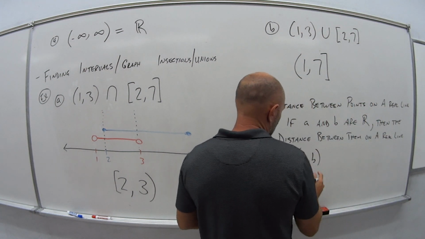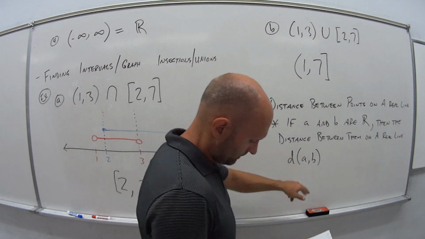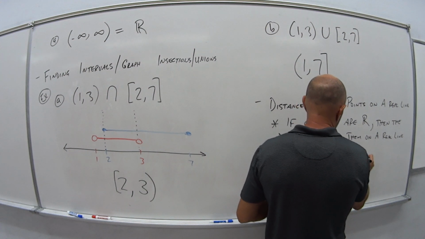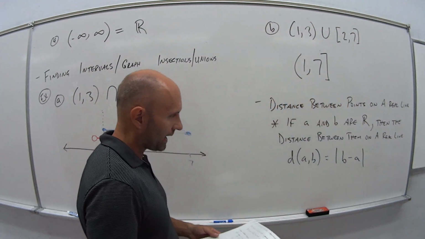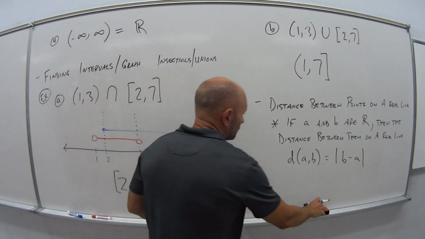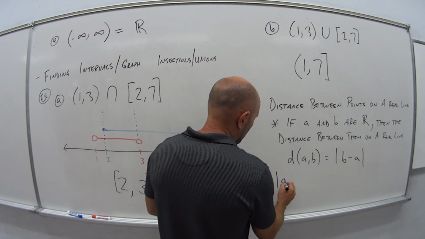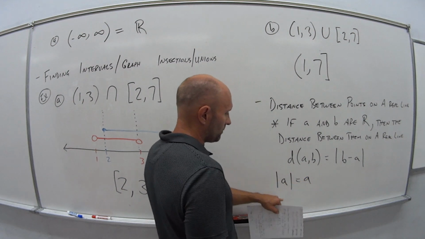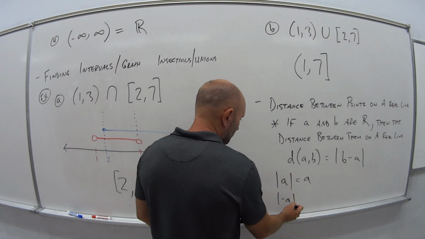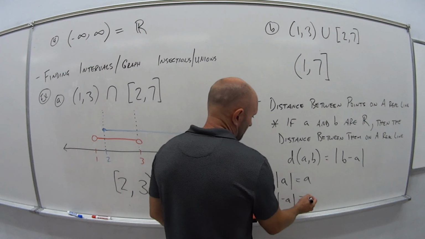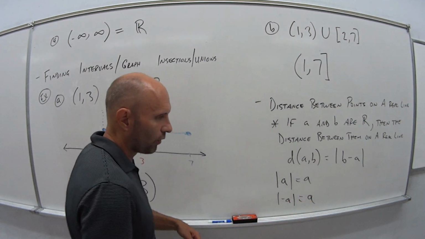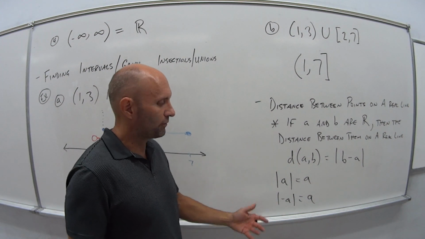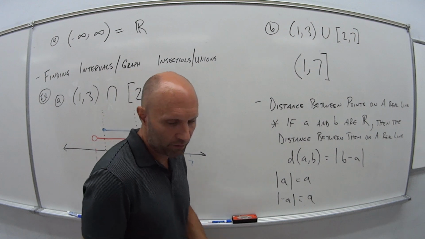Distance, so this is our notation, distance from A to B is the absolute value of b minus a. So just a quick recall here, absolute value. If I have an absolute value of a positive number, it's just that number. If I have the absolute value of a negative number, it's just the positive of that value. So absolute value of -3 is +3. Absolute value is always going to give you a positive answer.